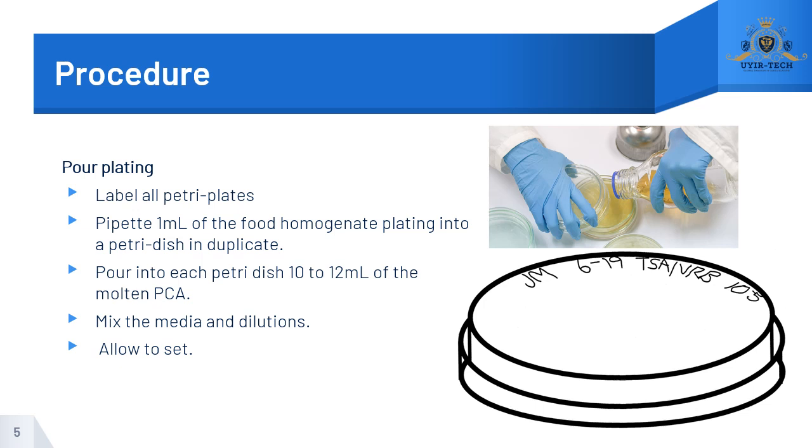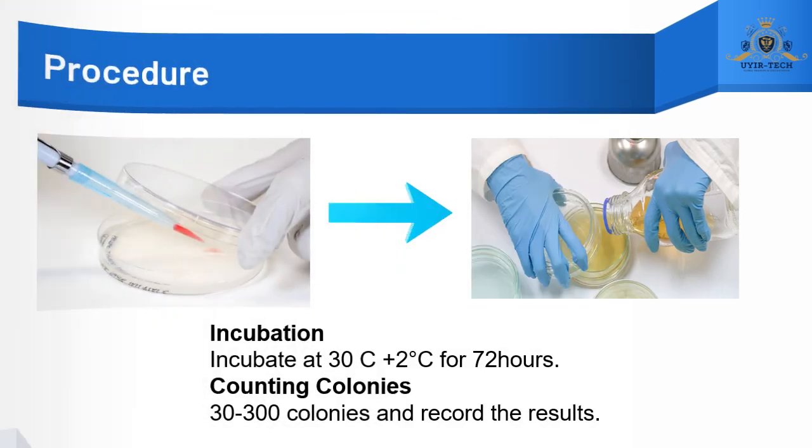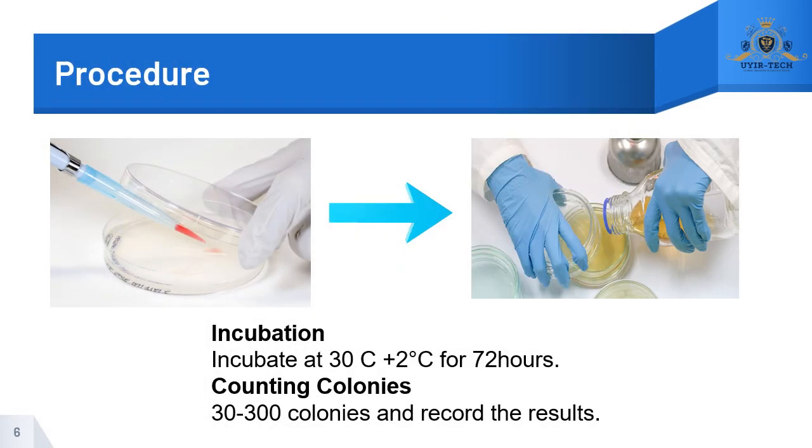We have to be very careful about the media temperature while pouring. We have to maintain it around 42 to 45 degrees Celsius. If it is higher, that will affect the result. If it is less than 40 degrees Celsius, the media will start to solidify. After solidification, we incubate the plates.